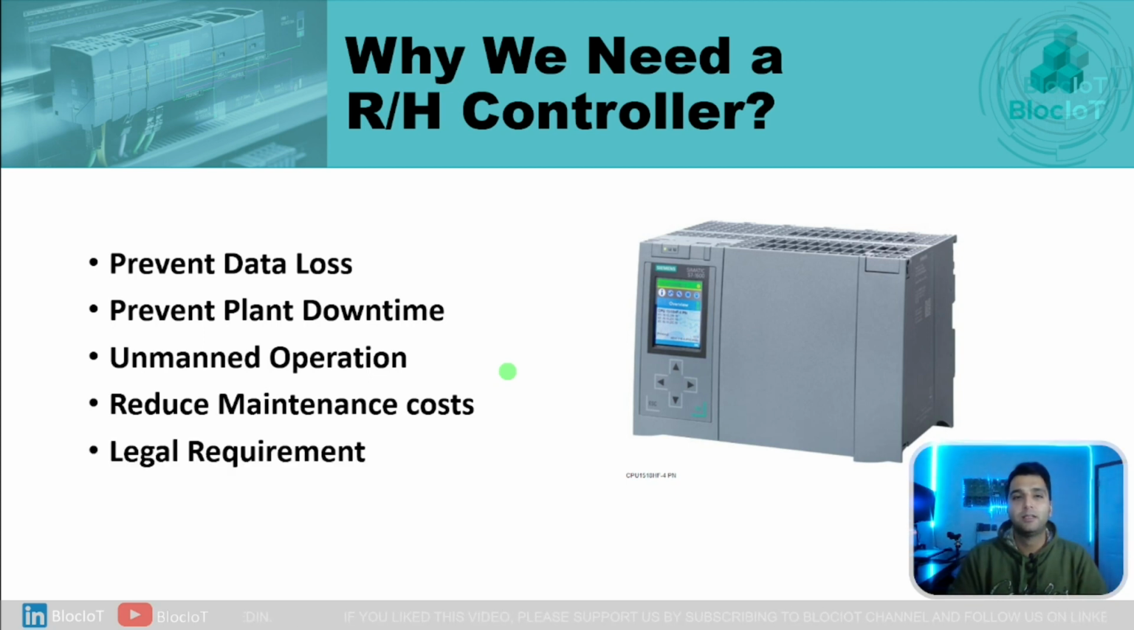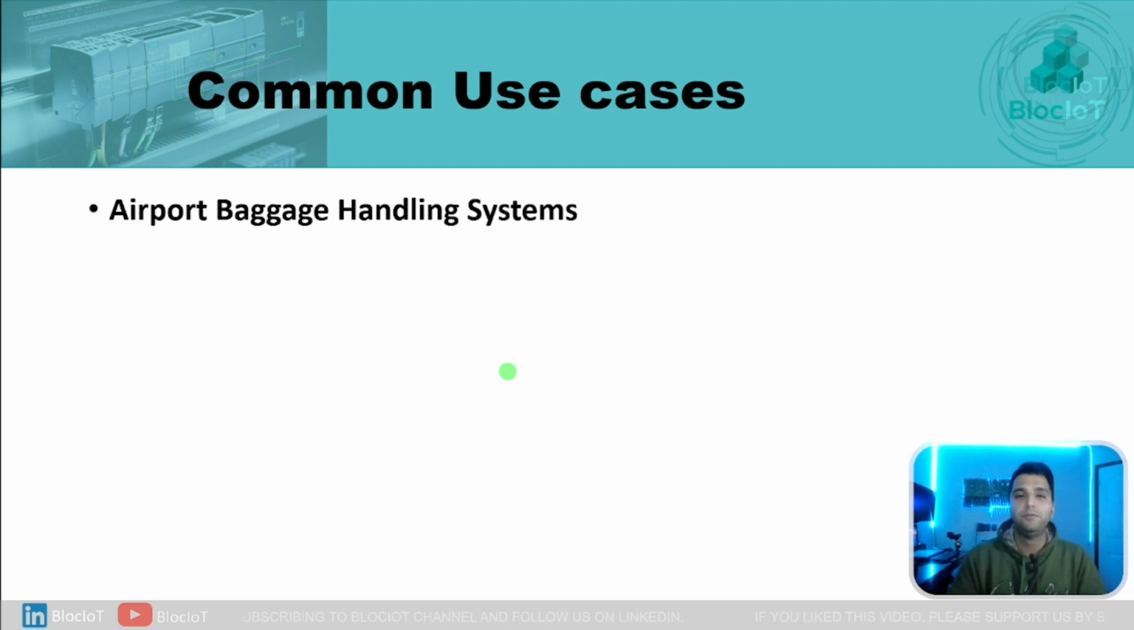And last but not least, an important reason for using R/H CPUs is legal requirement. In many industries, using an R/H CPU is a must, and you have to use the R/H CPU, not just a standard CPU, because the system can be a mission critical system, which I will give you some examples of shortly. So let's just quickly review some real life examples of R/H systems.